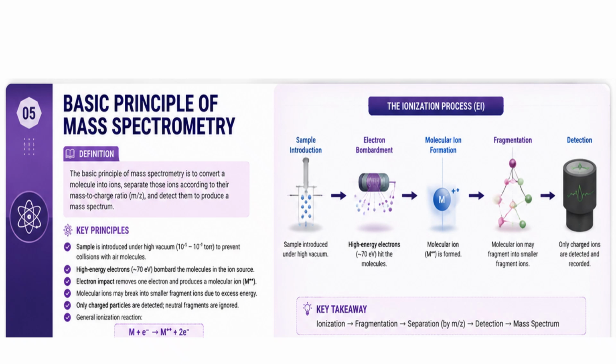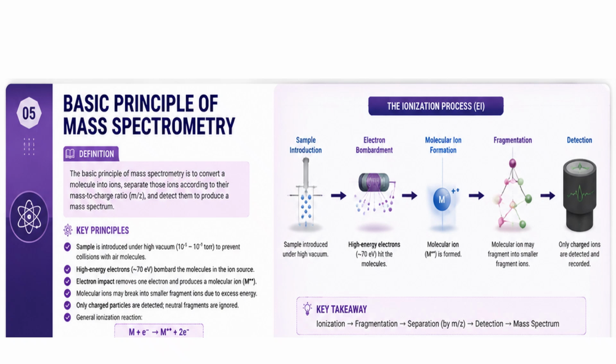Next, high-energy electrons, usually around 70 electron volts, strike the sample molecules in the ion source. This process removes an electron from the molecule and forms a positively charged molecular ion. The general reaction is M plus electron gives molecular ion plus 2 electrons.